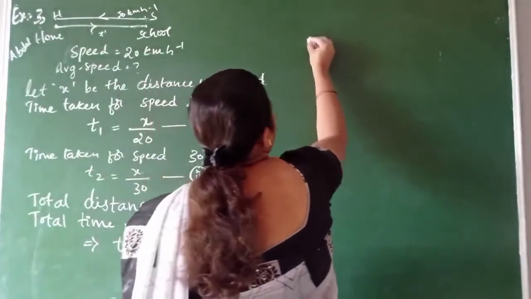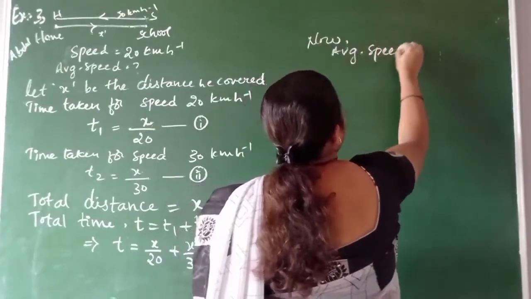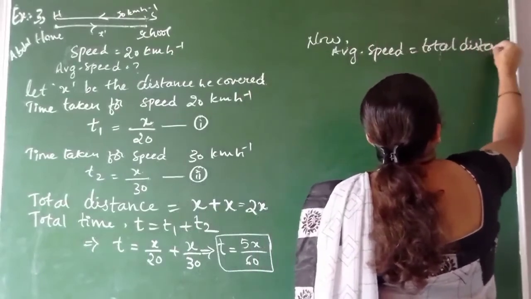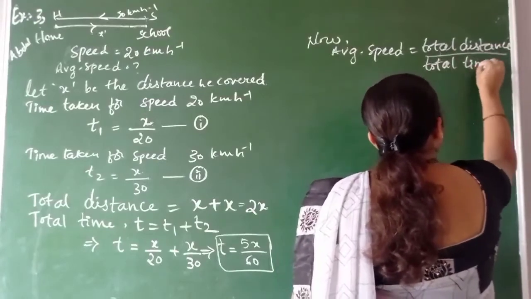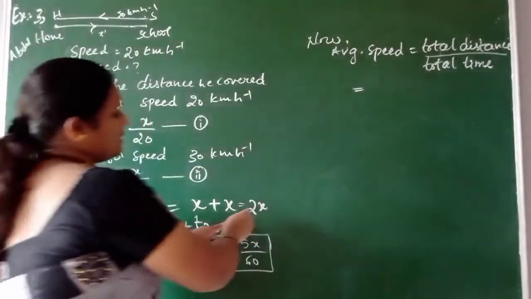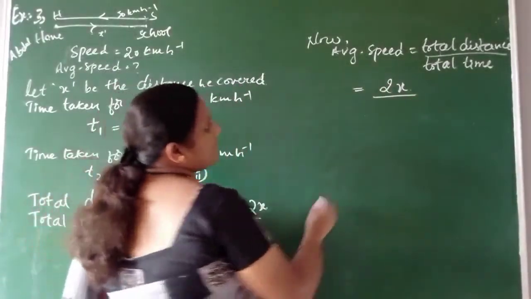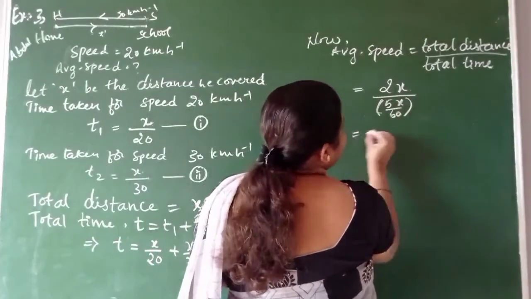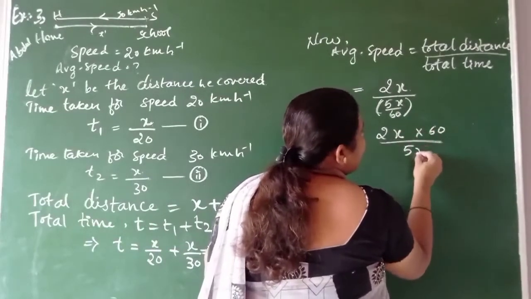Now, average speed is equal to total distance divided by total time, isn't it? The total distance is how much, children? Total distance is 2x. The total time is how much? 5x by 60. So this 60 goes to the numerator, which means 2x into 60 divided by 5x.